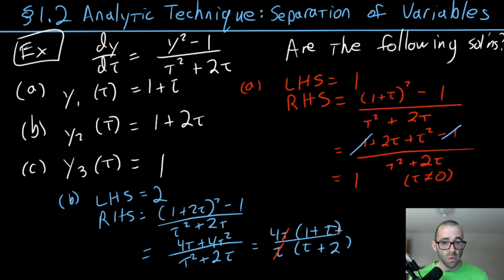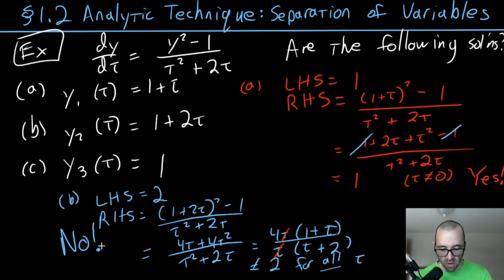There is a value of t for which this is equal to 2. So the left-hand side is equal to the right-hand side for some value of t, maybe multiple values of t. But it's not true. This is not equal to 2 for all t in the domain. So we're going to say, yep, letter A, yes, this is a solution. Letter B, no, this is not a solution.